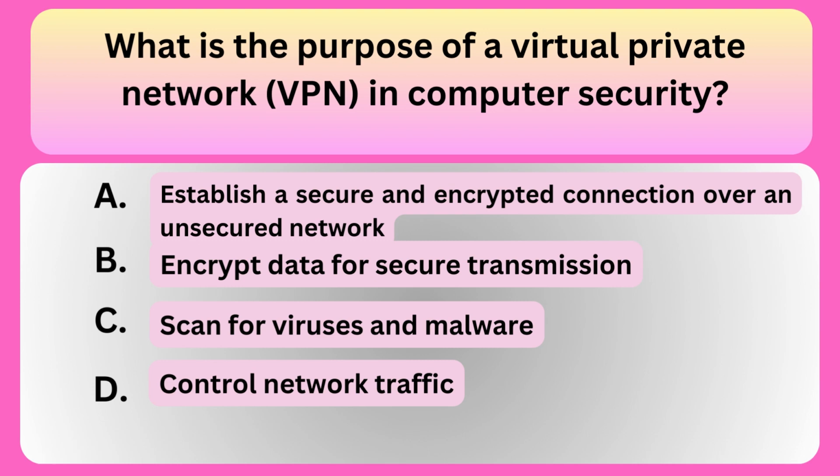What is the purpose of a virtual private network in computer system? Establish a secure and encrypted connection over an unsecured network. Encrypt data for secure transmission. Scan for viruses and malware. Control network traffic. And the right answer is establish a secure and encrypted connection over an unsecured network.